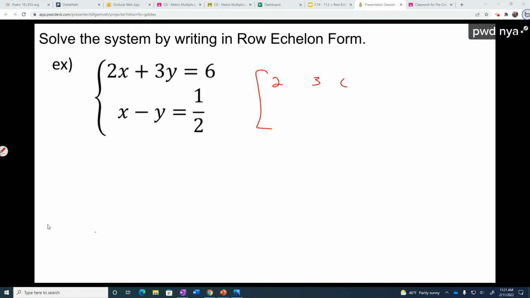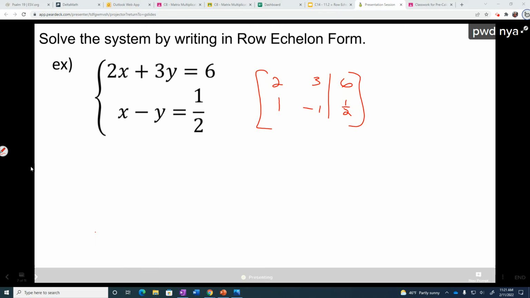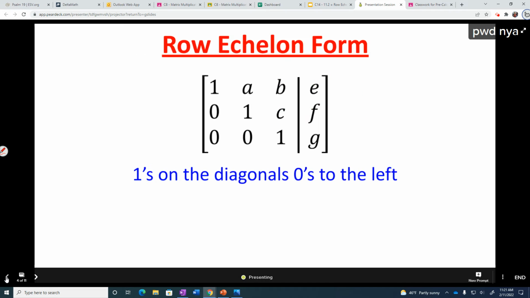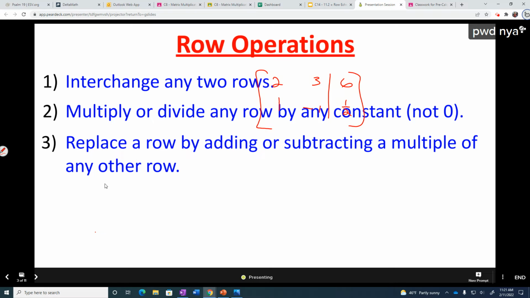Two, three, 6, and 1, and 1. Well, let's take a slightly different approach on this one. What do we want to do for the first one? Maybe an operation we haven't used yet. Which one of these haven't we used yet? Yeah, we haven't changed any of the rows yet, right?